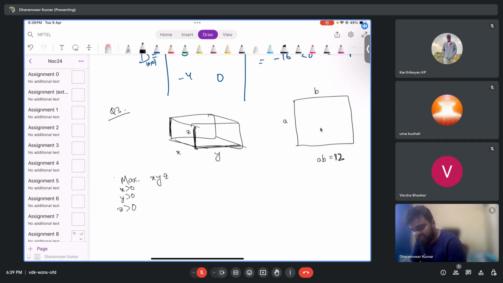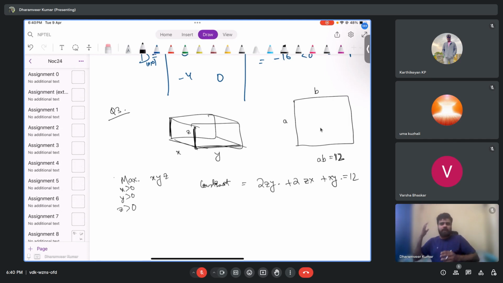But there is a limitation that the area of this cardboard is 12. Okay, so that means there is a constraint. What is the constraint? That ZY is 2 times, right? There are only 5 surfaces. 2 times ZX and only 1 times XY. And you have to maximize this, and this is equal to 12. So we are not wasting any cardboard. However you want to do it, it doesn't matter.